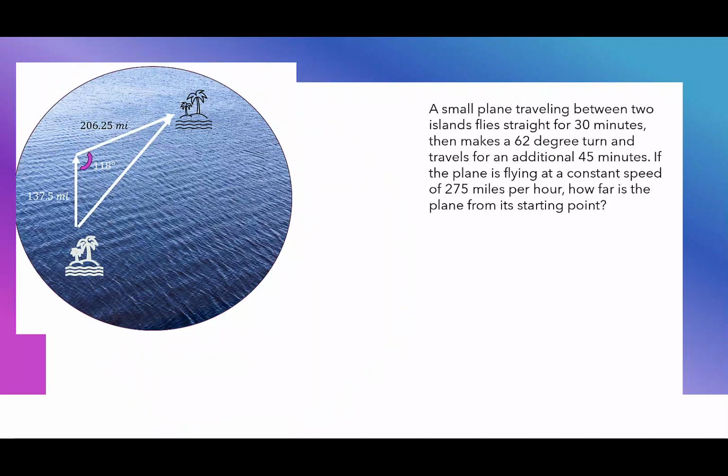Now that we have our side, angle, side, we can use the law of cosines to find the distance. D squared is 137.5 squared plus 206.25 squared minus 2 times 137.5 times 206.25 times the cosine of 118. That simplifies to 88,073.1527. When we take the square root, we get 296.77 miles.